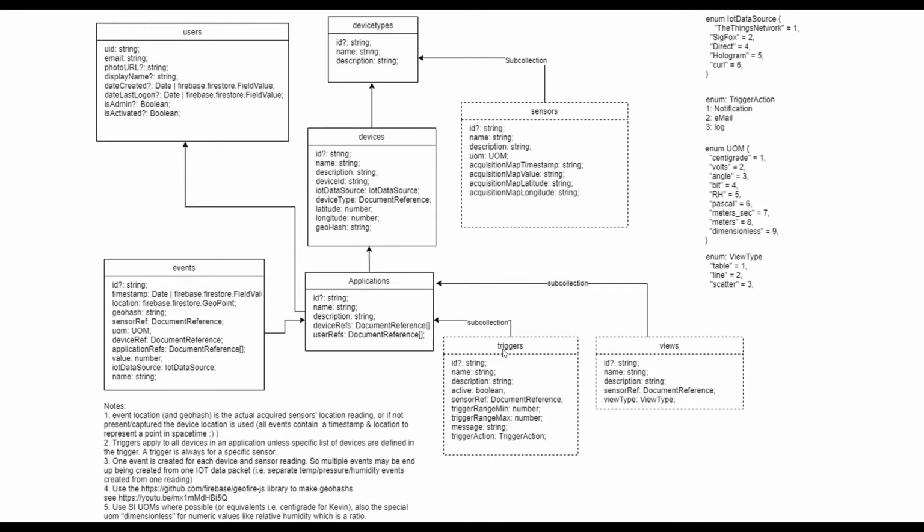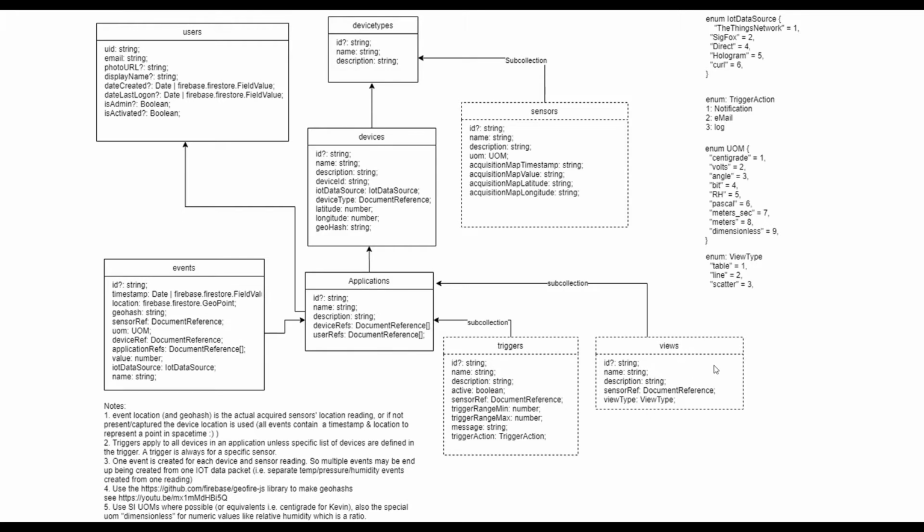The other piece here are these sub-collections. So an application contains triggers. Triggers are things that do things when a piece of IoT data is seen. So for example, for my mailbox application, when the mailbox is open, it may send a notification to a user. So you can have one or more triggers. The triggers relate to a single sensor, so you'll see sensors here.